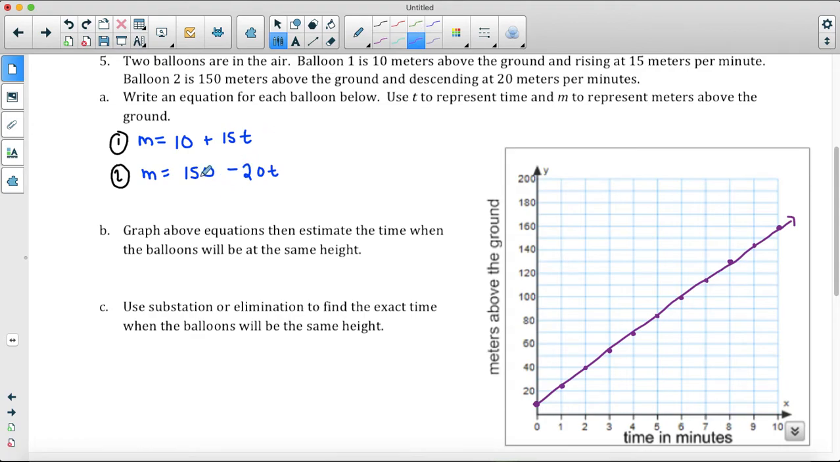The second balloon has a y-intercept at 150, and it's descending 20 per 1. So this is at 150, so 140, 130, and so on, negative 20, positive 1, as far as I can go, and I'll connect these.